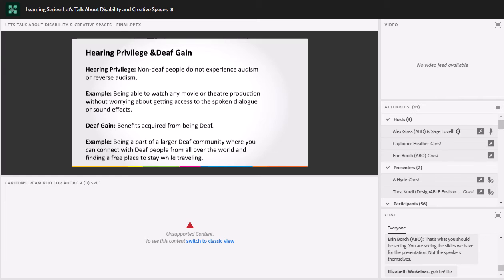Deaf gain is the opposite. It's speaking to benefits that we experience as deaf individuals. So, for example, there is a large deaf community. It's very diverse. It's very dynamic. And we can be a part of that. We can be a part of a community that is all around the world, gives us a chance to meet deaf people from varying countries. And also we have the chance to travel and meet others.